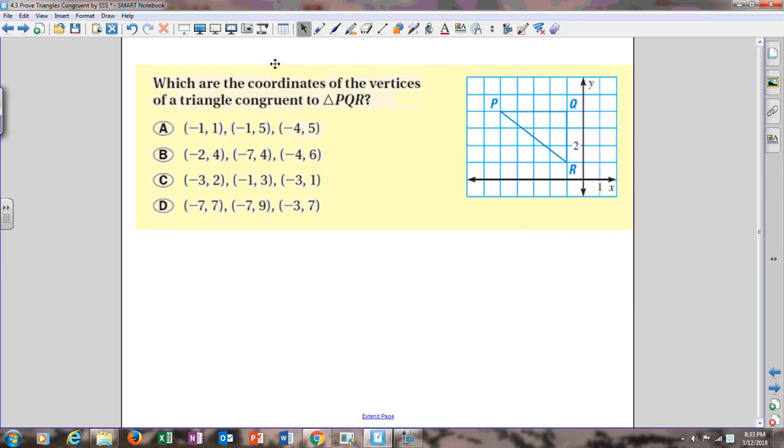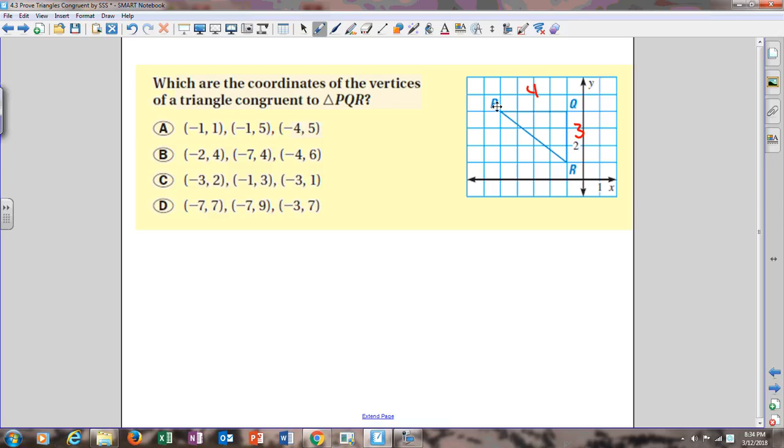What are the coordinates of the vertices of a triangle congruent to PQR? So, first for this one, this is a harder one than the other ones. You have to know the length of each side of PQR. So QR has a length of 1, 2, 3. This has a length of 4. 1, 2, 3, 4.